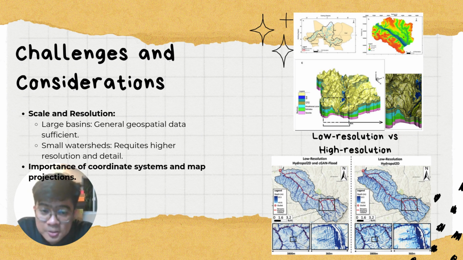Now, despite its power, GIS has limitations that we must consider. For the data resolutions, in large basins, general data may suffice, but for small watersheds, high resolution data is essential. For the coordinate systems, using the wrong map projections can distort distances and areas, and proper training is very necessary to make the most of GIS capabilities. Understanding these challenges ensures we use GIS effectively and accurately.